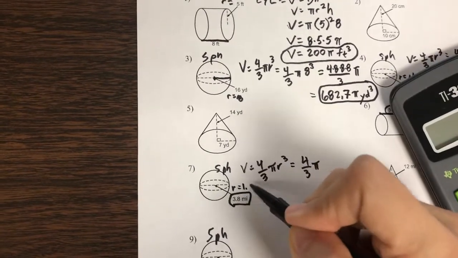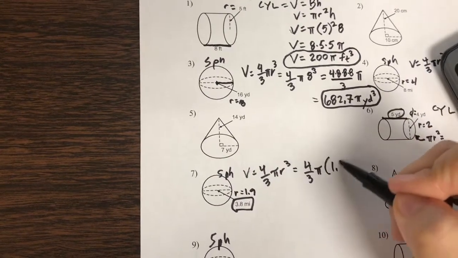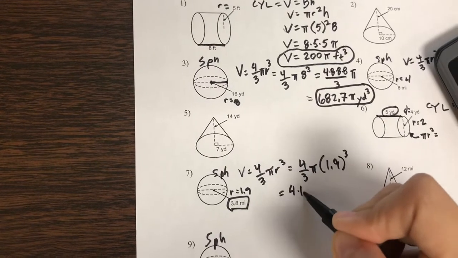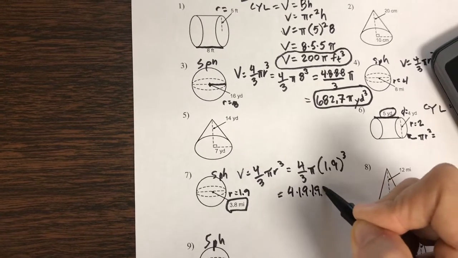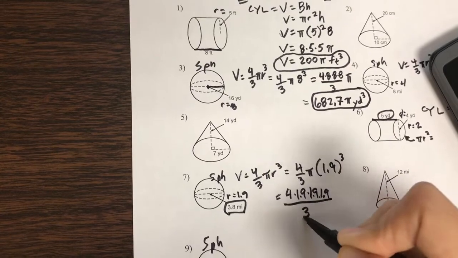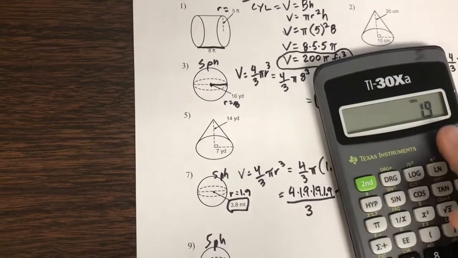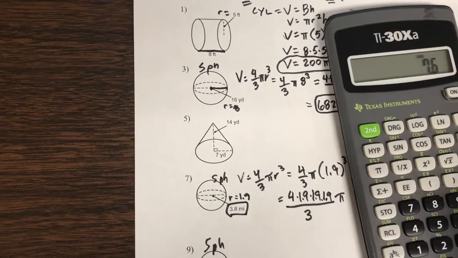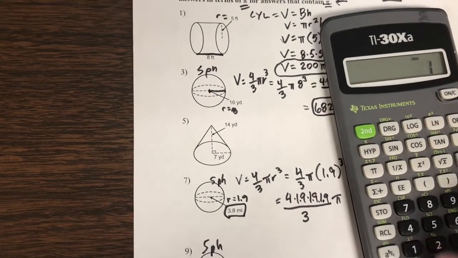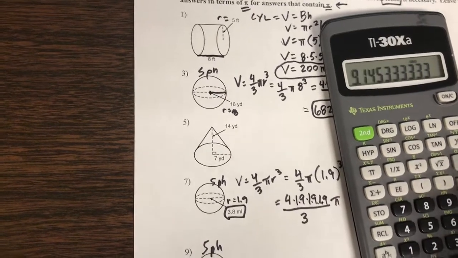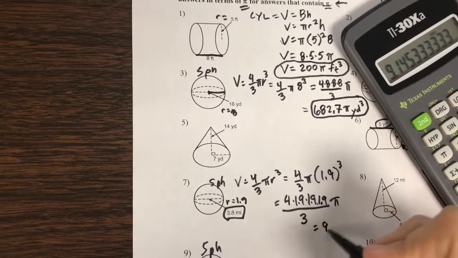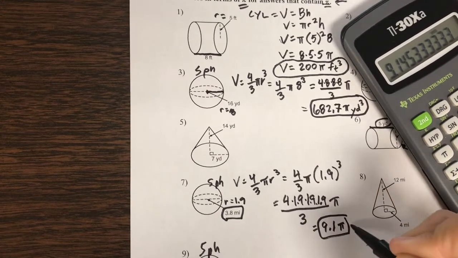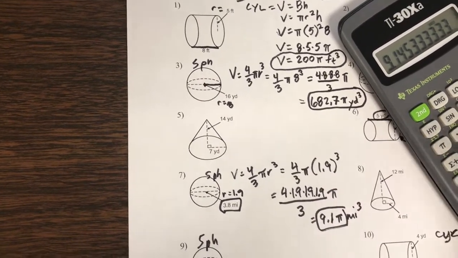My radius here would be 1.9, so 1.9 cubed. So I type in my calculator 4 times 1.9 times 1.9 times 1.9 all over 3, and then I still have a pi. So 4 times 1.9 times 1.9 times 1.9 divided by 3. I get 9.1 pi miles cubed.